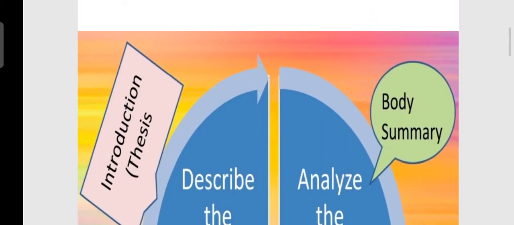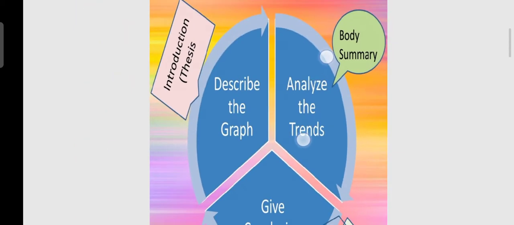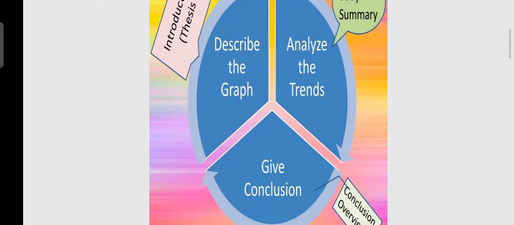Now, as I already told you, there are three parts. These three parts describe the paragraph. Introduction describes on which topic this paragraph is written. The second paragraph is written to analyze the trends. We have to write the summary of the whole graph, bar graph or pie chart, whatever is given. We analyze and write the summary. And the third one is the conclusion, an overview, where we give the conclusion.